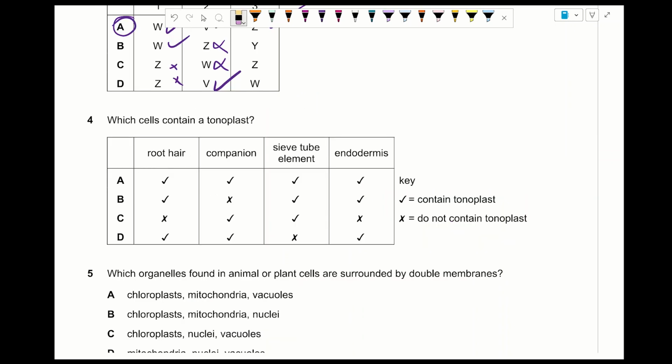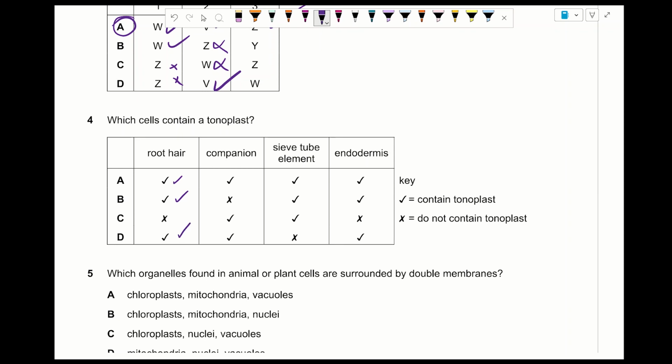Question number 4. Which cells contain a tonoplast? So, tonoplast is the membrane which covers a vacuole, of course, in a plant cell. Now, let's see the suggestions that we have here. So, as a general rule, most plant cells do have a vacuole. However, there are some exceptions. Root hair. Yes, root hair cells do contain a vacuole since it's a mature standard plant cell.